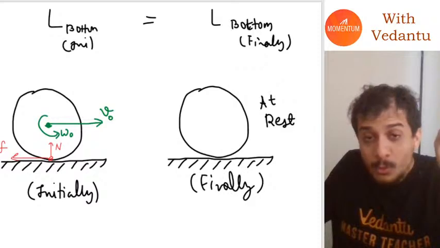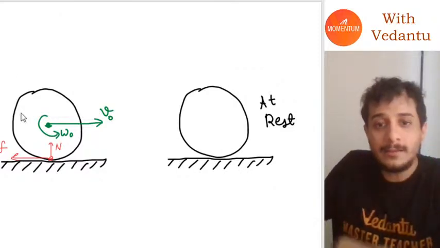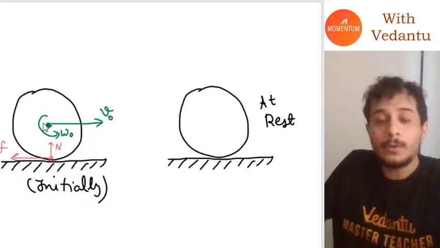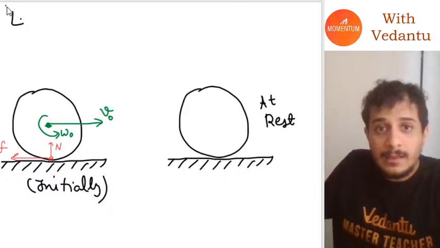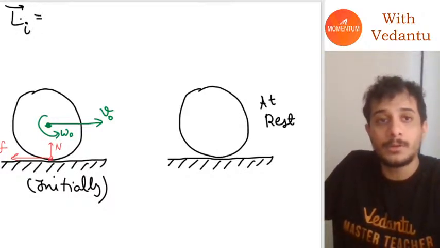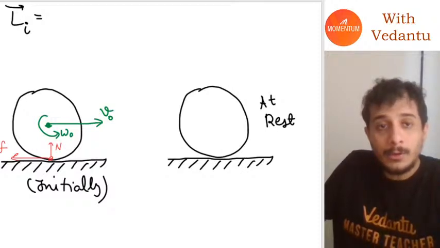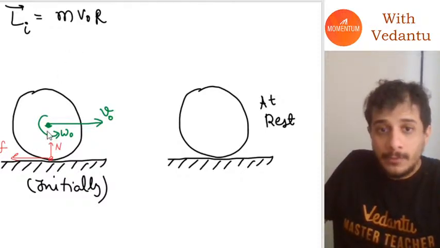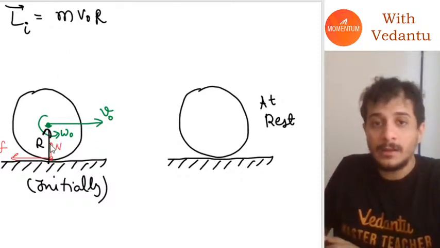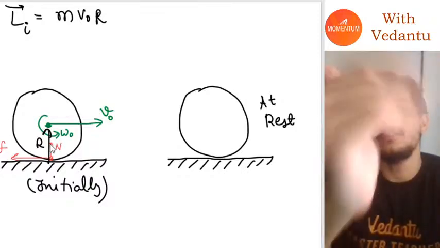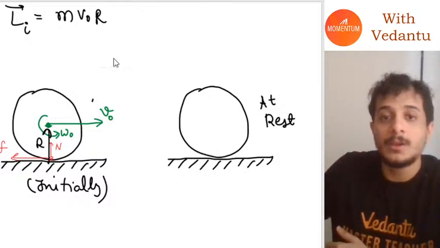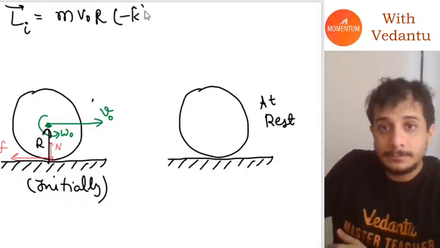So now let's try to calculate the initial angular momentum about the bottommost point. I will use the equation L. L is equal to what? It will be equal to first m into v naught into r. And if you see r, what will be the direction of r? It will be like this, and r cross v, do you see in which direction it points? R is up, v is towards right, r cross v will be into the plane of the paper, so it will be minus k cap.